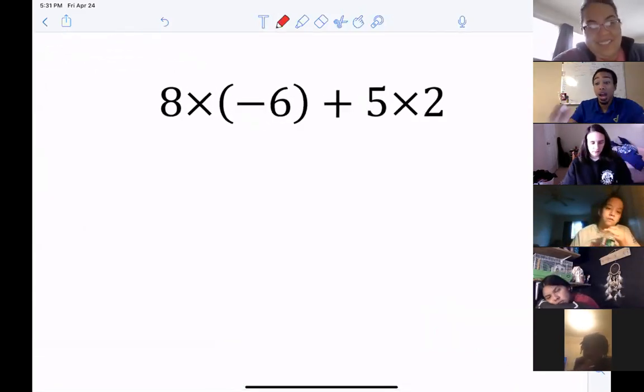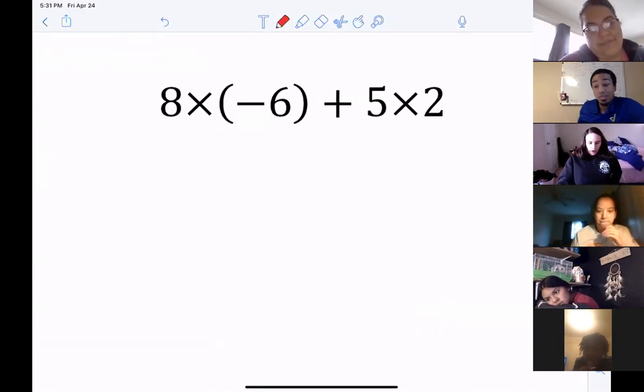All right, so this is where you outline your steps. So if I'm looking at this, what's the first thing we should probably do? In the parentheses. Right, but is there anything to do in the parentheses? No. So what's the next thing to look at? The multiplication. Yeah.